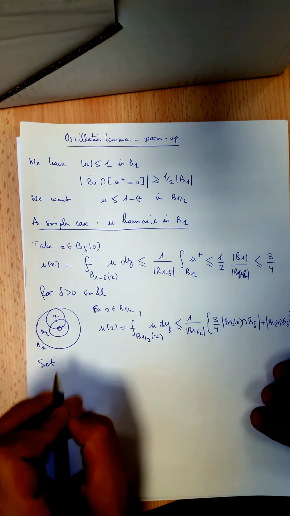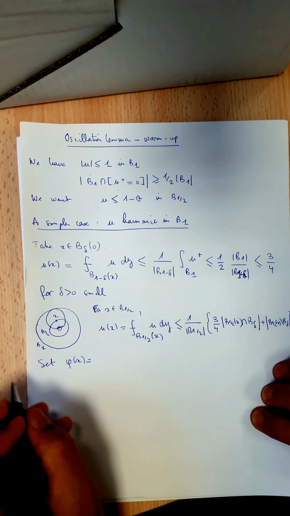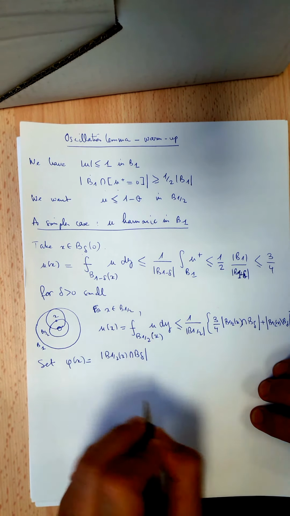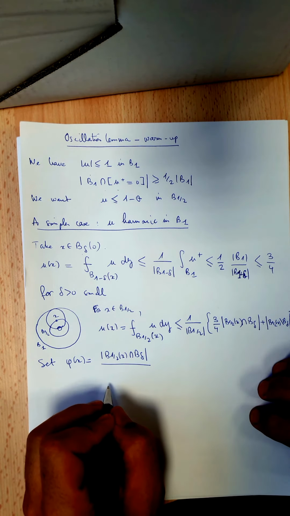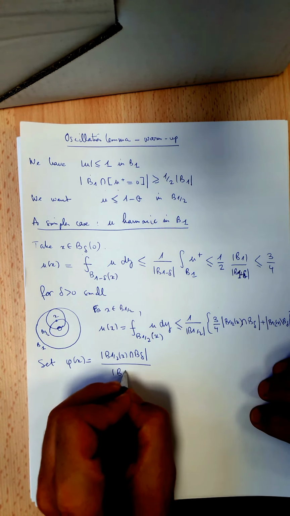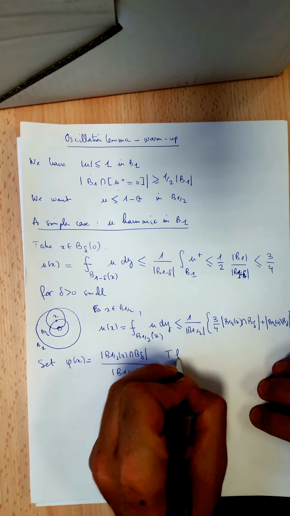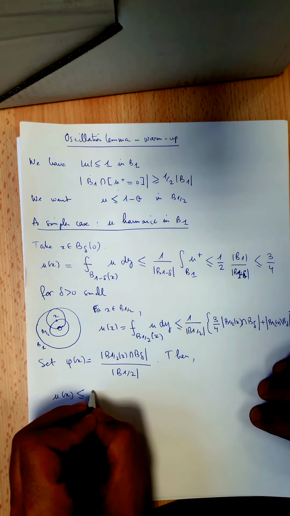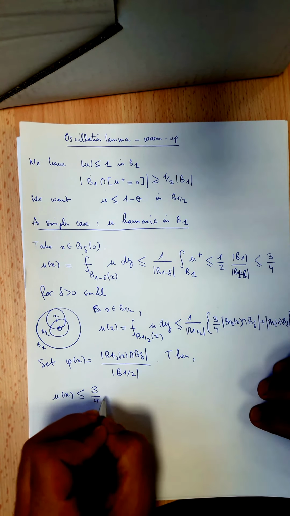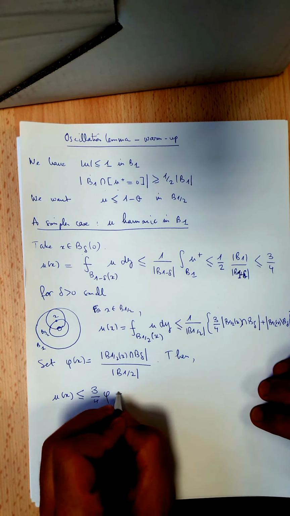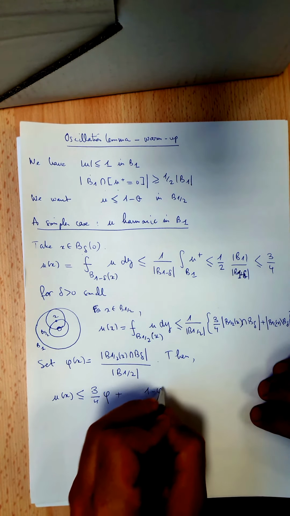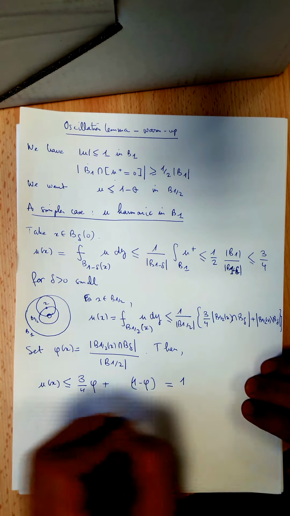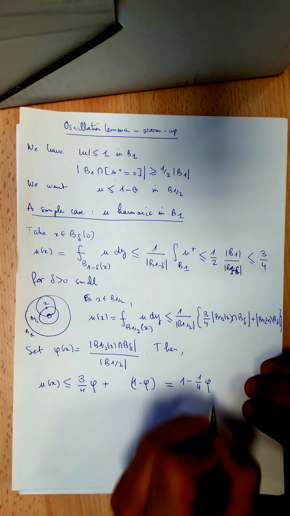So now if we set phi of x to be equal to the ratio of the piece of the ball centered at x of radius 1/2 that is contained in b delta to b1/2. What have we done? We have proved that for x in b1/2, u of x is less than what? Than 3/4 of phi plus the complement of phi times 1. So this quantity is equal to 1 minus 1/4 of phi.